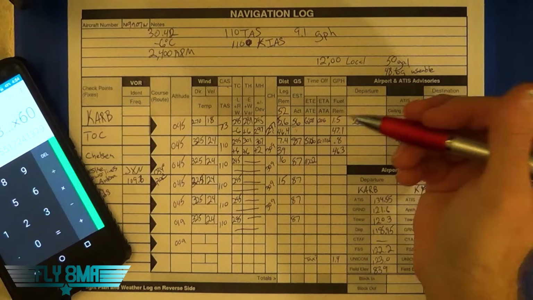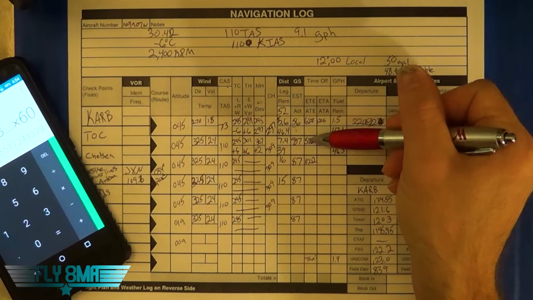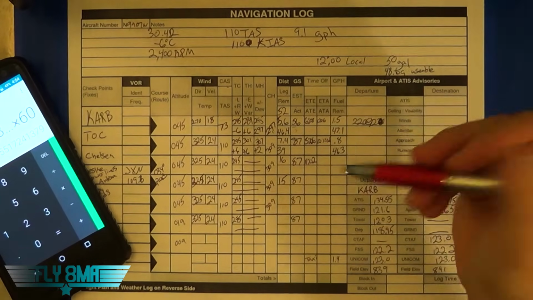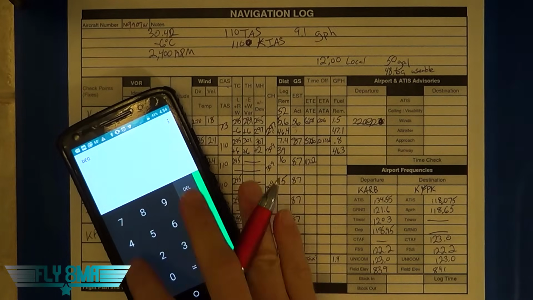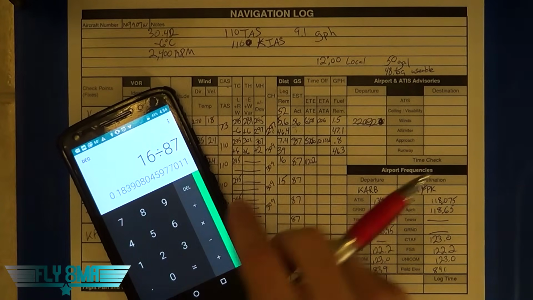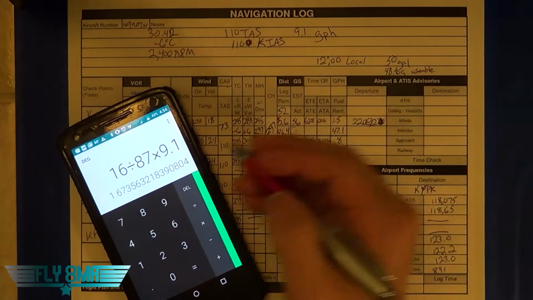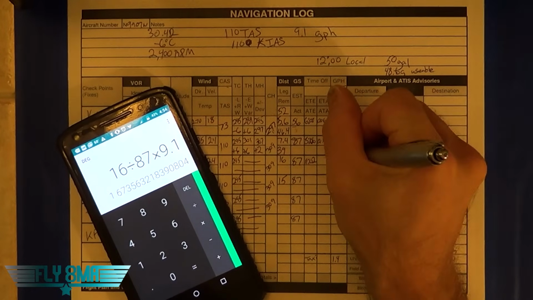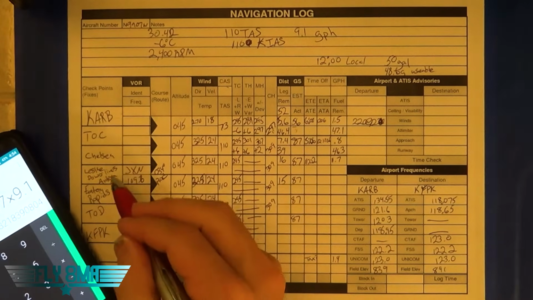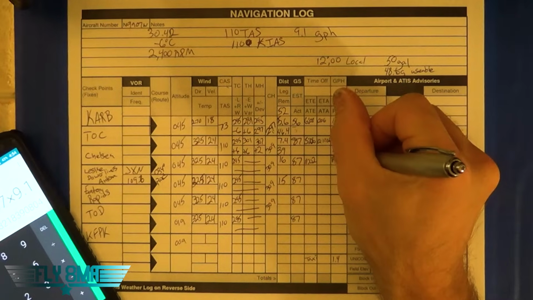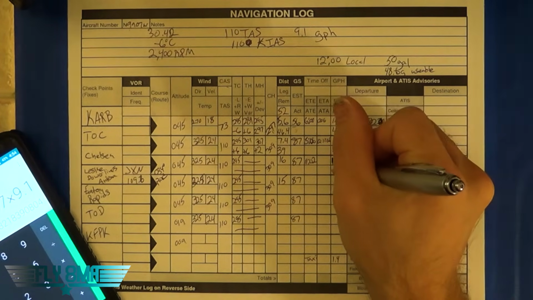Now it's a good thing to ask yourself, does that make sense? 7.5 and then a little over double takes a little over double, right? So that does make sense. We're still doing the right calculations here. Do that same thing again: 16 divided by 87, 0.1839 of an hour times the 9.1 gallons per hour gives us 1.67. I'll call it 1.7 gallons to burn between Chelsea and the Leslie Power Lines antenna checkpoint. So 1.7 off of that is going to give us 44.6.